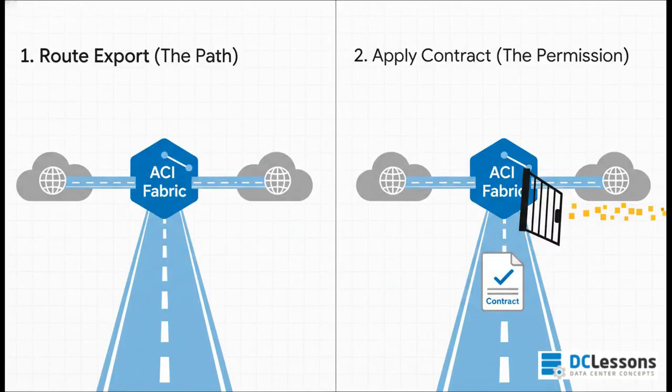Okay, think of it this way. Exporting a route is like putting a new address into your car's GPS. Great, you now have a path to get there. But that doesn't mean you have the key to open the front door when you arrive. That's what contracts are. Contracts are the key. They unlock the door and actually permit the traffic to flow inside. You absolutely need both to be successful. You need the route for reachability, and you need the contract applied with the correct scope for permission.